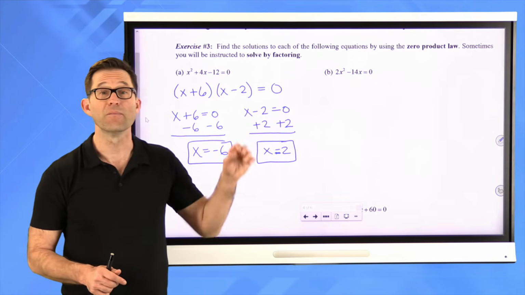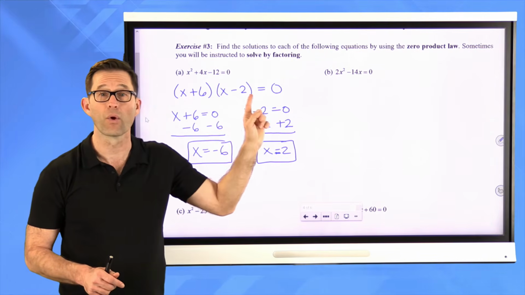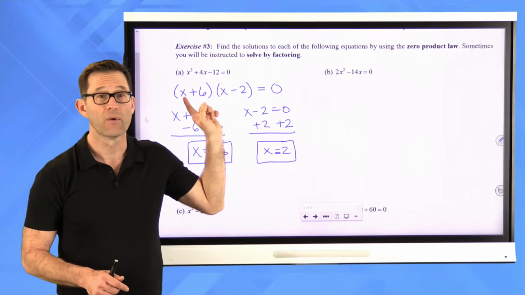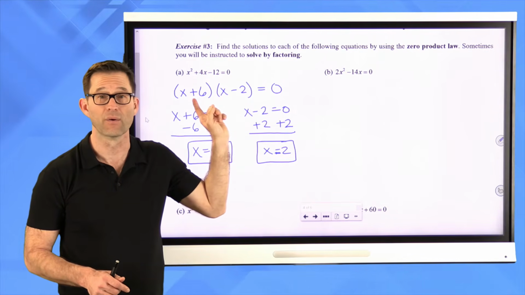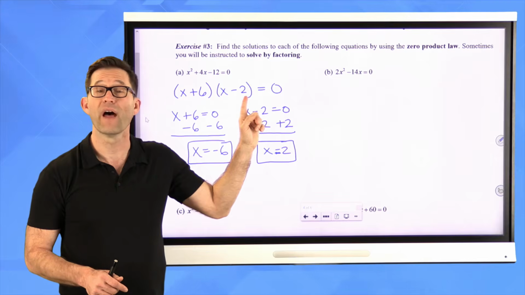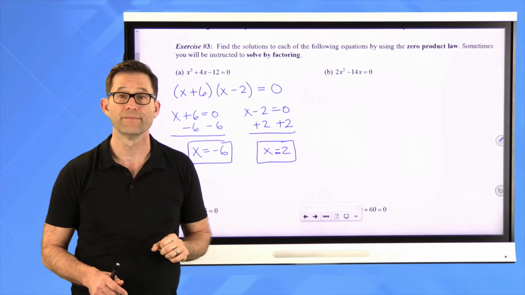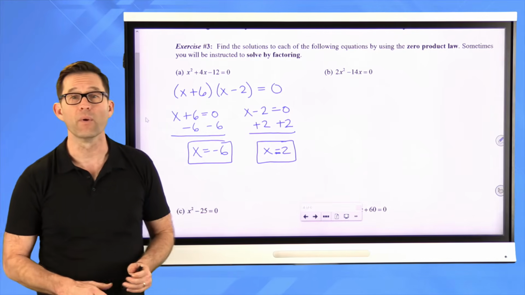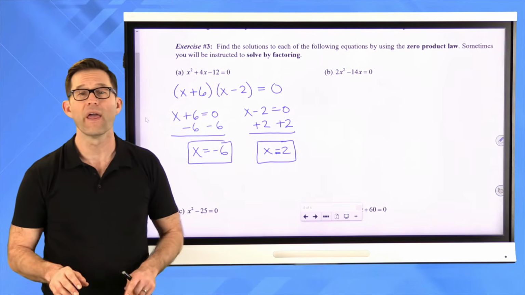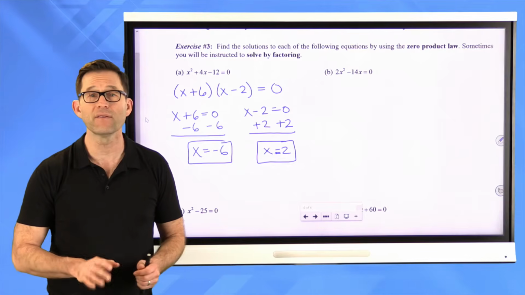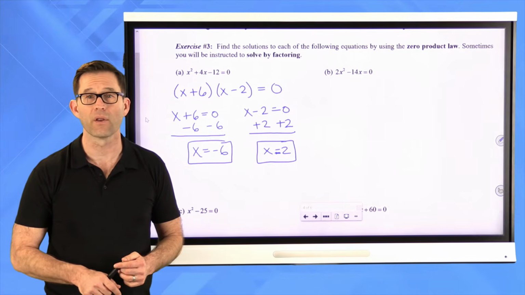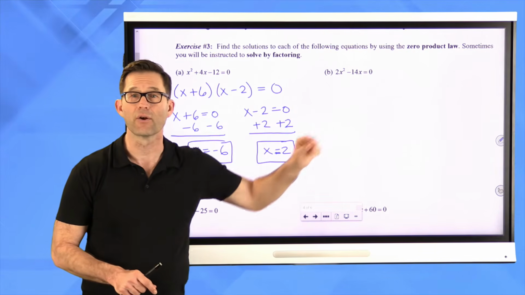Now, it should be very easy to see why it works once you've factored the equation. If I put -6 in here, that's 0. And if I put 2 in there, that's 0. And 0 times I don't care what the other one is, it's 0. Now, what we have to be ready with for the zero product law is any of our types of factoring. Any type of factoring could come up with the zero product law. So for instance, let's take a look at letter B.